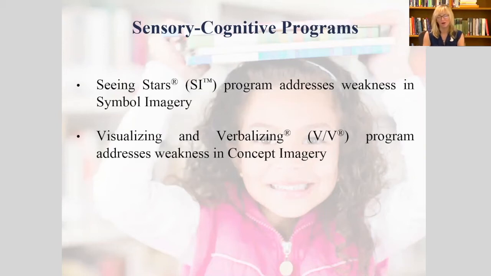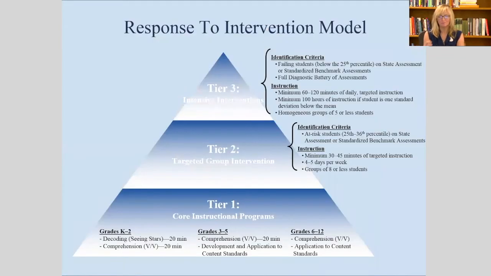And just in terms of programming, just so that you have this pictured, Haskin implemented Seeing Stars as their decoding intervention, which, as you know, does address the phonemic awareness and phonics and ultimately fluency. And they used Visualizing and Verbalizing as their comprehension intervention to address vocabulary and comprehension, right? So again, going back to those 5 component parts of reading.